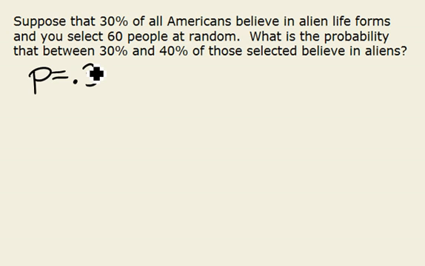So our population proportion, P, is equal to 0.3. We're looking at a sample of 60 people from the population, so N is equal to 60. It can be checked that N times P and N times (1 minus P) are both greater than 10, and in this case our sample proportion is normal.